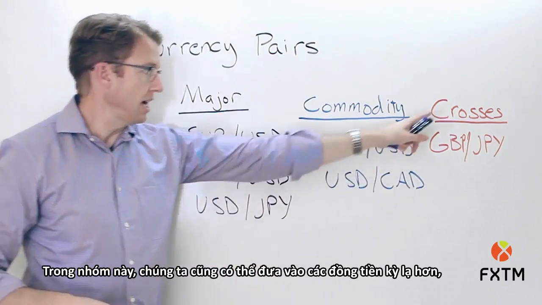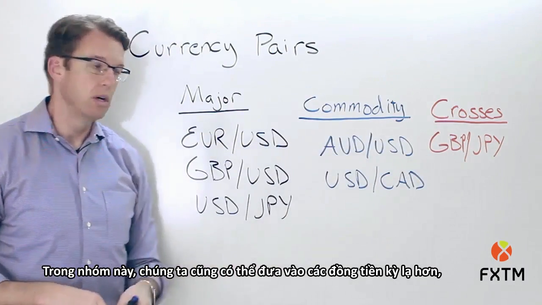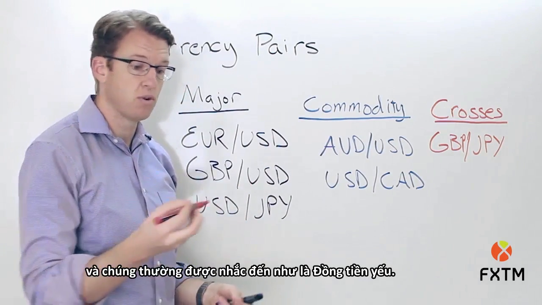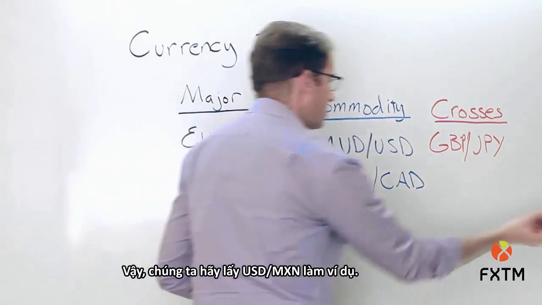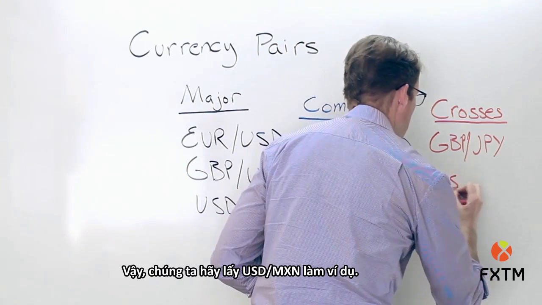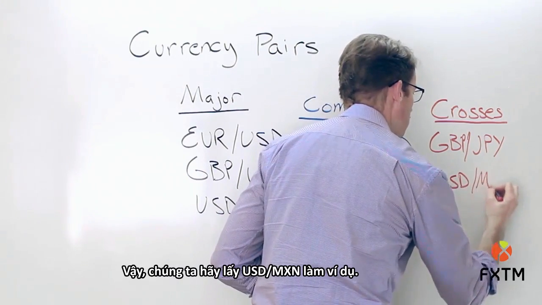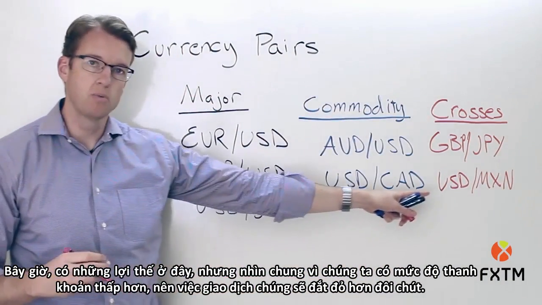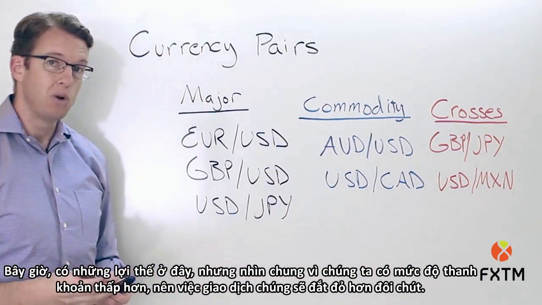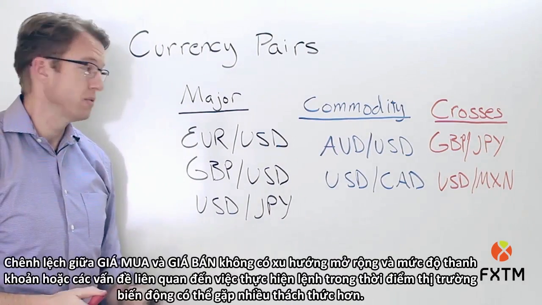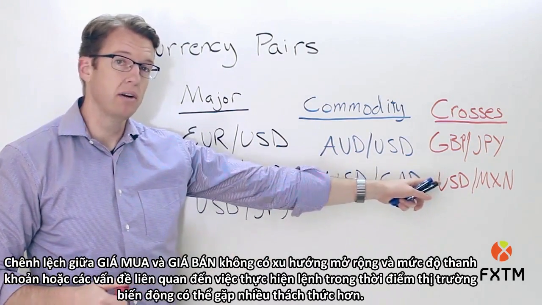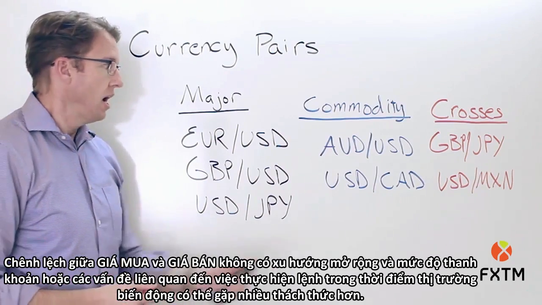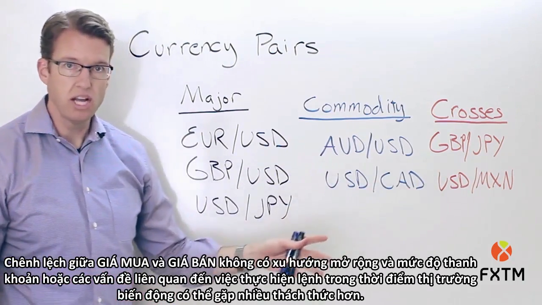In this category, we might also throw currencies that are more exotic, and in fact they're often referred to as exotics. Let's take, for example, the dollar to the Mexican peso. There are advantages here, but because we have less liquidity, they will be a little bit more expensive to trade. The difference between the bid and the ask does tend to be wider, and illiquidity or problems getting an order filled during market volatility could be more challenging.